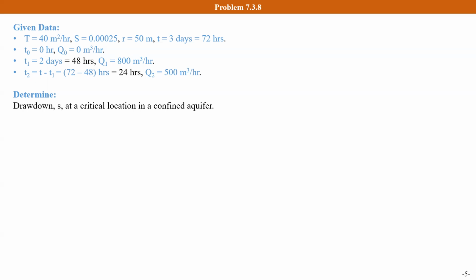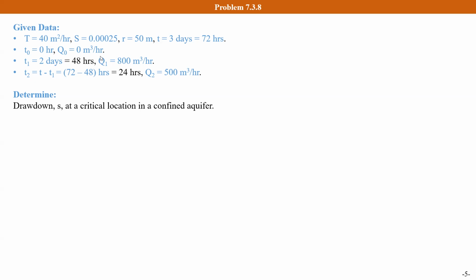Now let's move on to the third problem. In this problem, we know the transmissivity is 40 square meters per hour, and the storage coefficient is 0.00025. The distance from the location that we are interested in to the pumped well is 50 meters. And we pumped water for 3 days. At the initial time, the time is 0 and the flow rate is 0.